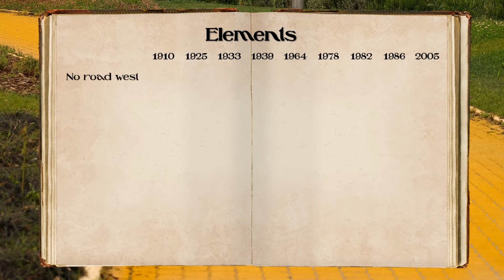In the book, there is no road west to Winky Country because no one goes there. While this is not mentioned in any version, 1939 and 1986 show an actual non-road path they are on. Other versions either don't show what the companions are walking on, or there is a road.